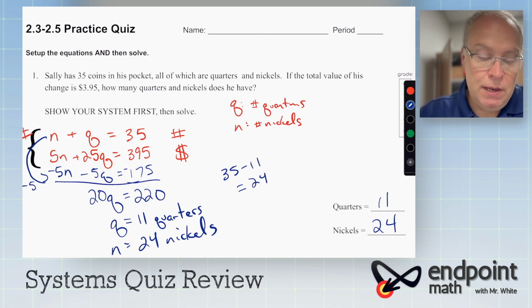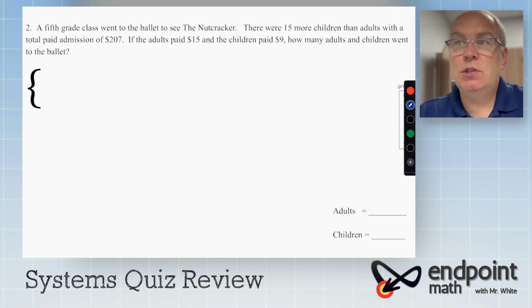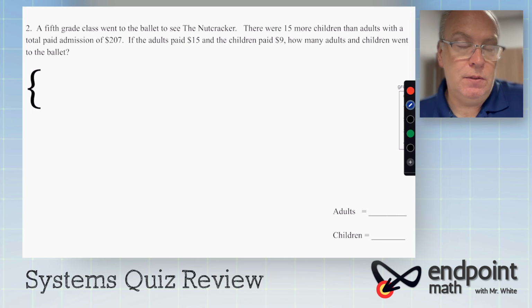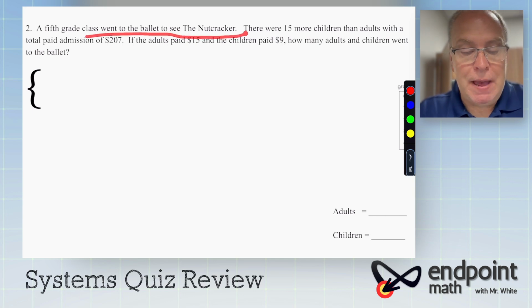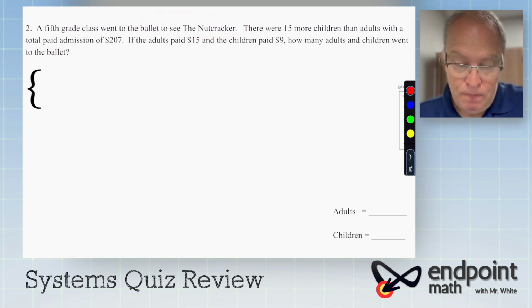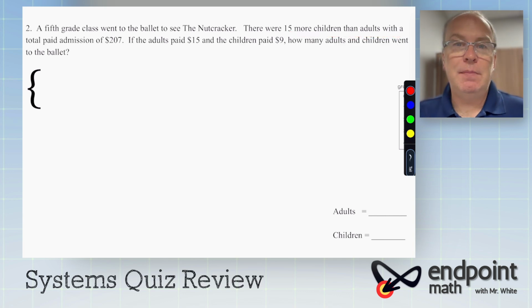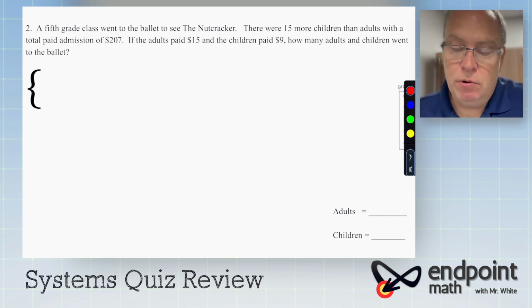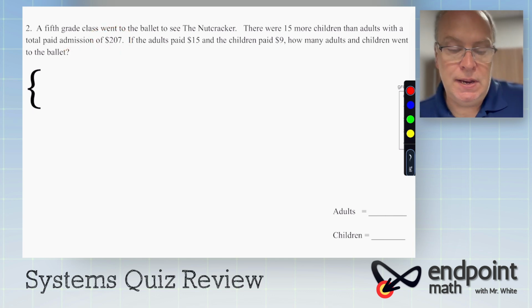All right, number two is similar, but I wrote it in such a way that it's a little bit different. We're going to use the substitution method on this one. A 5th grade class went to the ballet to see the Nutcracker. There were 15 more children than adults. That makes sense. It would kind of be silly if there were more adults than children, right? With a total paid admission, so if you add up all the money, it totals $207.